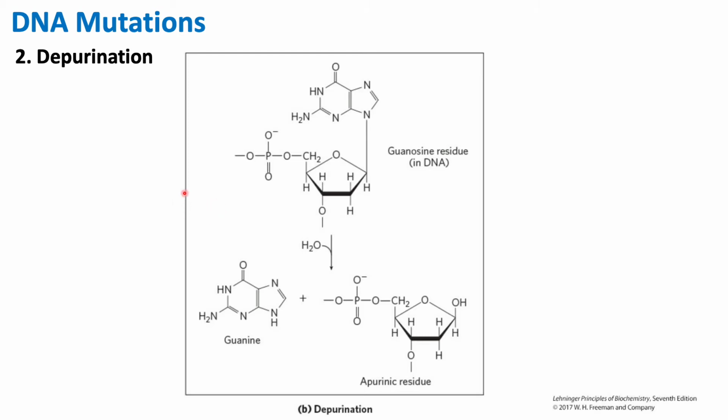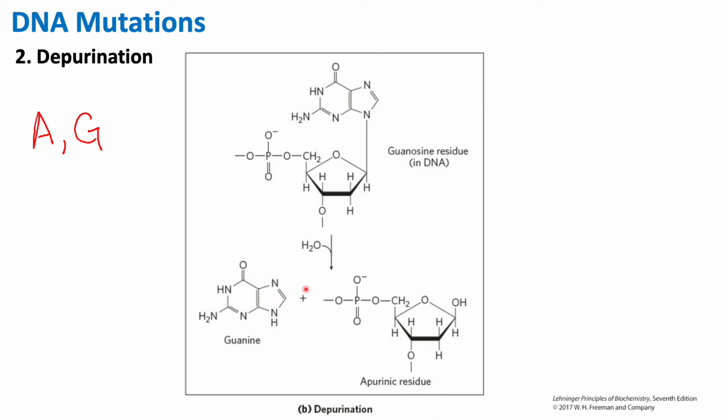Now the second type of mutation is depurination. So we can break down this word once again, where D means remove, and we have purination. So that refers to purines. Now remember, when we talk about nucleotides, we have 2 different types of nucleotides. We have purines and we have pyrimidines. Now here we're talking about purines. So that means we're referring to A and G, which is adenine and guanine. So removing of a purine, so we're removing either adenine or guanine.